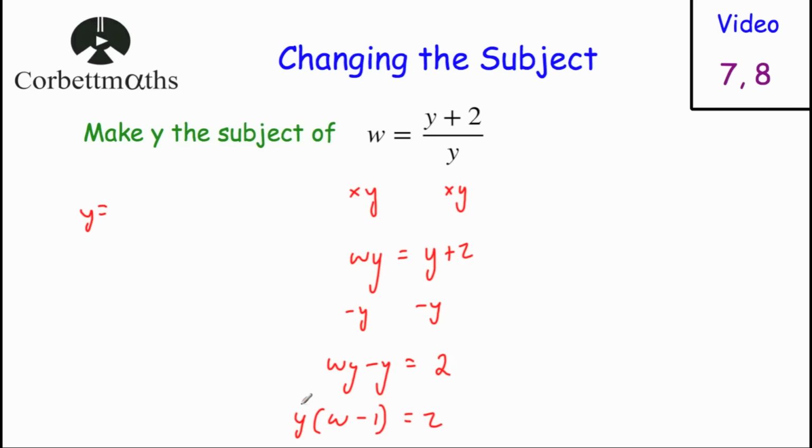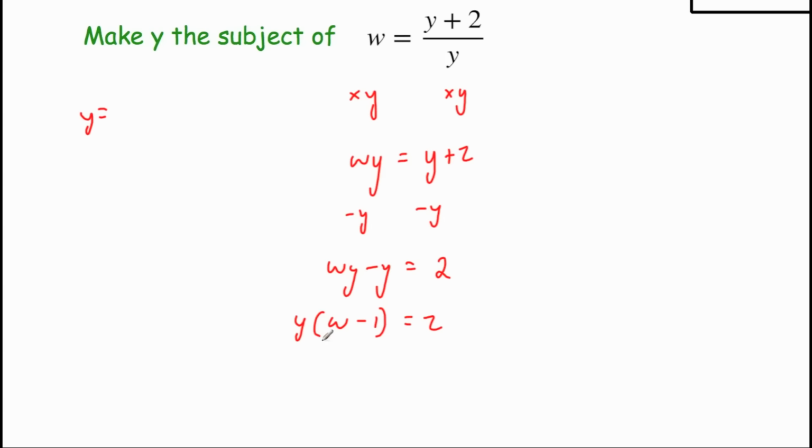Now we're almost there. We've got y times w minus 1 equals 2. But we don't want the w minus 1 there, we just want the y. So if we want to get rid of this w minus 1, we're going to divide both sides by w minus 1. So dividing the left hand side by w minus 1 would just leave us with y, which is great. And on the right hand side we had 2, and we're going to divide it by w minus 1, so we'll just write that down. We'll write 2. Now remember, we don't write the divide by sign in algebra, we write the big line, so 2 over, and then we write w minus 1 on the denominator. So we've got 2 divided by w minus 1.